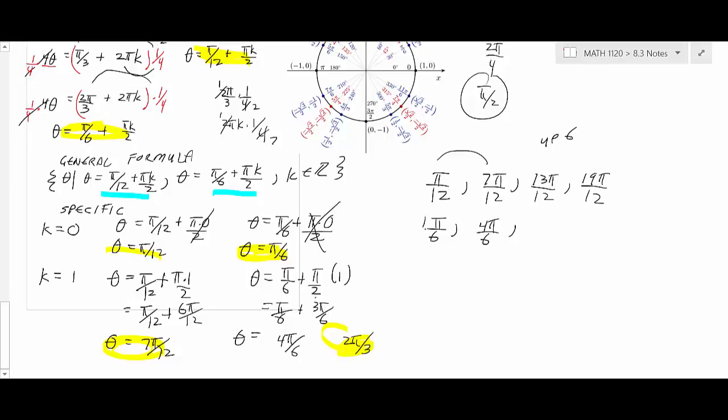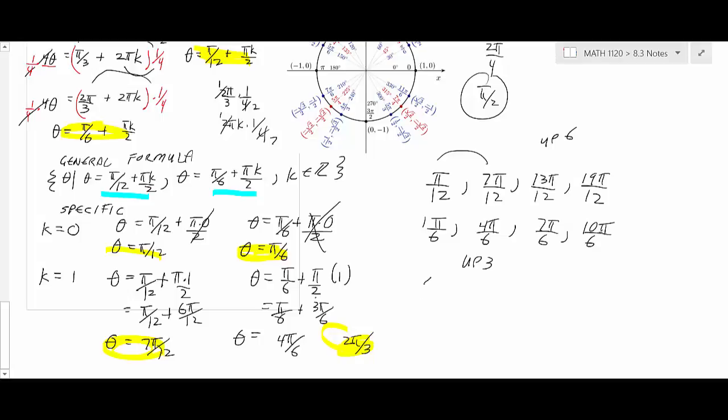Go to the next one. You have 1 pi over 6. What's next? 7 pi over 6. It's going up 3, isn't it? So it goes up 3, so now that's going to be 7 pi over 6. And then up 3 from there is 10 pi over 6. There's your 8 answers. Now you need to reduce the fractions.